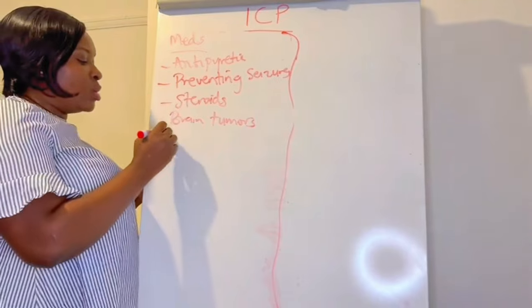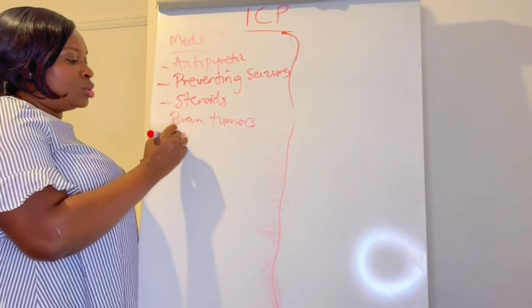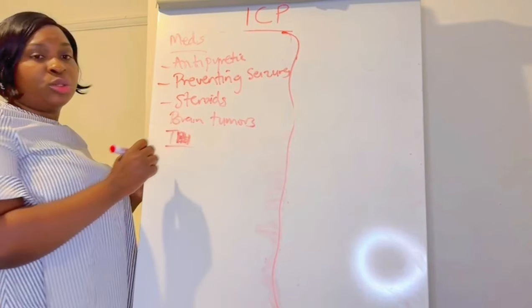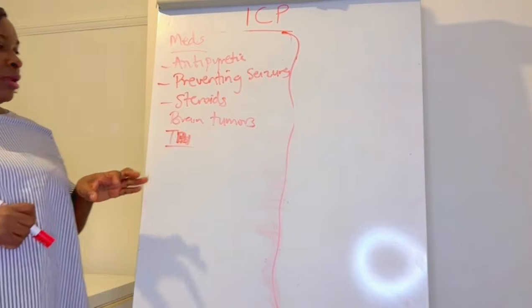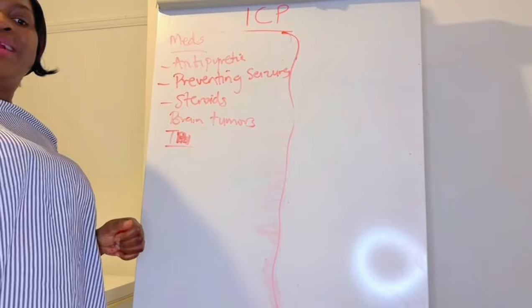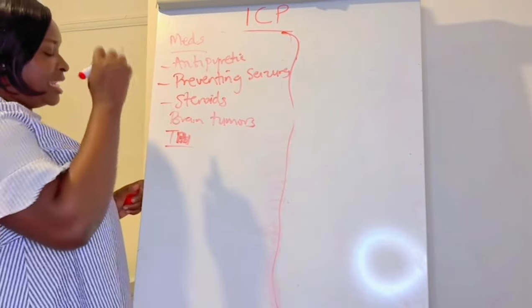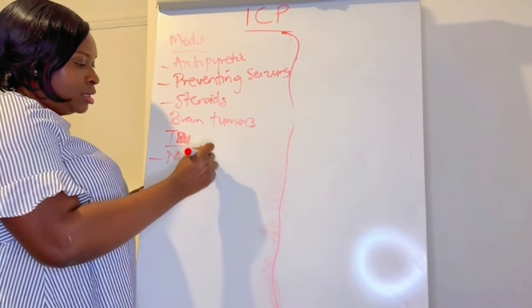We don't use steroids when it's a traumatic brain injury. So traumatic brain injuries, we don't use steroids. That's something you just need to know. Okay, for TBIs we don't use steroids. Now let's talk about an important medication in ICP, and that's your mannitol.